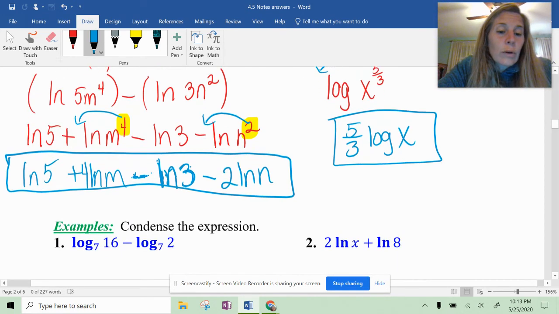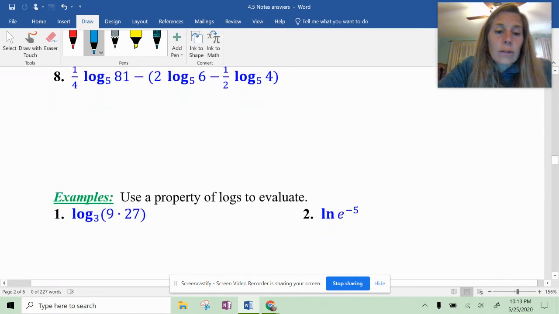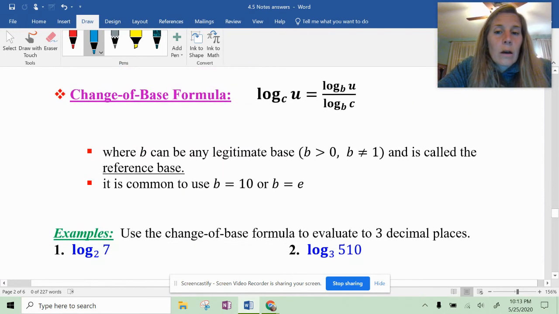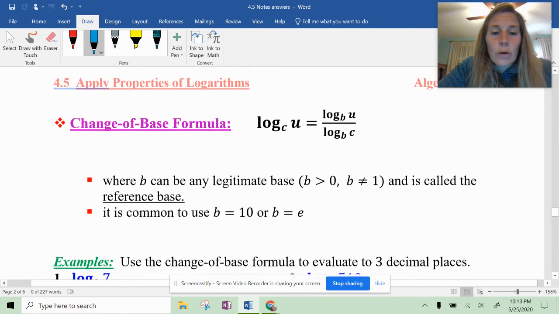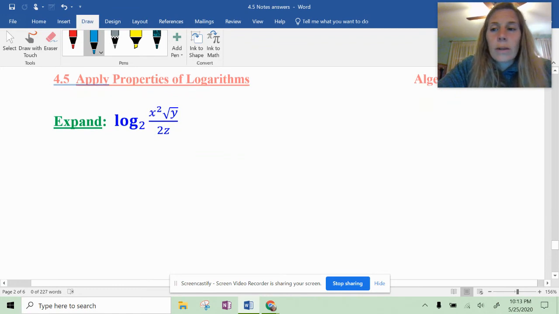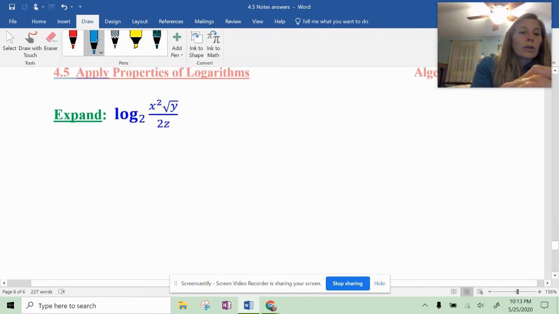So I'm actually going to just do one more. We'll go on to condensing tomorrow. We're just going to focus on the expanding right now. Change of base formula I already went over with you in a previous lesson, so I'm not actually going to worry about that right now. So let's just go all the way to the end. There's a challenging expand one. And then we're going to stop there.